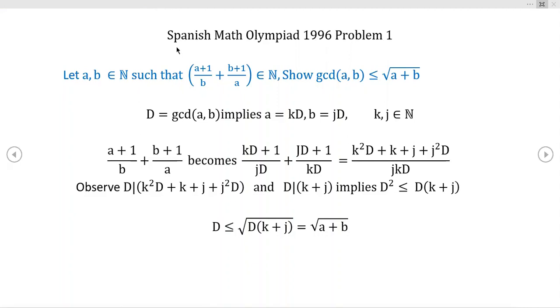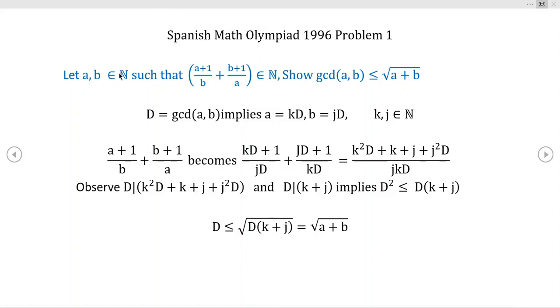Okay, this one is from the Spanish Math Olympiad in 1996. It's a number theory problem that deals with the greatest common divisor. That's what this stands for, folks: GCD, greatest common divisor. Now, we have this kind of strange looking condition.